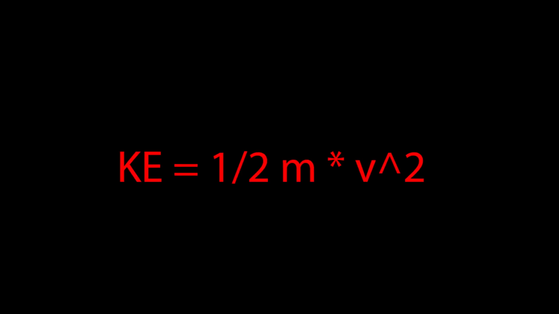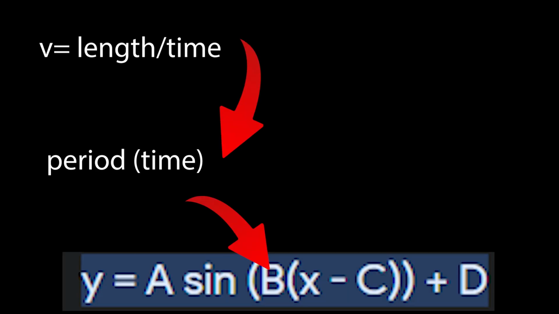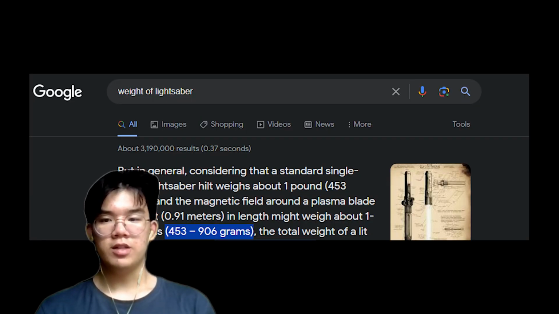We can use the kinetic energy formula. Kinetic energy equals 1/2 mass times velocity squared, because if we can find the kinetic energy from the motor in Grievous's hand, we can find the velocity from already knowing the mass. To find the kinetic energy of the lightsaber, we need the mass in grams and the velocity in feet per second. The mass of an average lightsaber is 226.5 grams according to Google, and we already know the angular speed, 6 rotations per second.